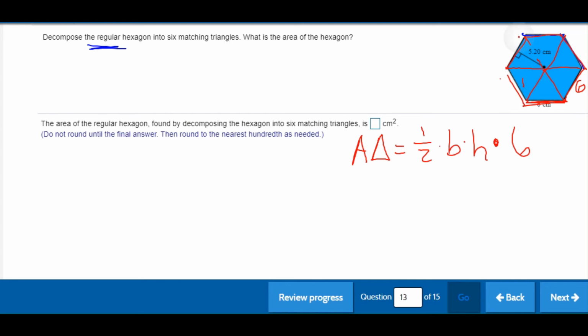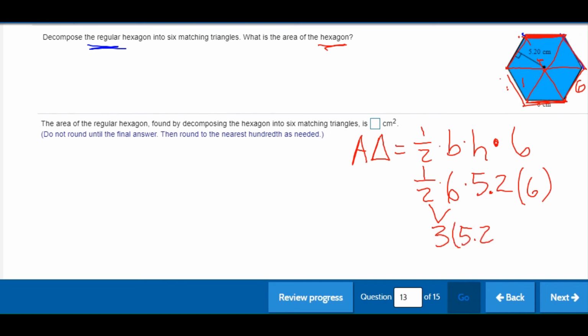How much space is this hexagon taking up? So I can do 1/2 times 6 centimeters times 5 and 2/10 centimeters. That 0 is not significant. And then I need to multiply that by 6 to get how much space this figure is taking up. Half of 6 is 3 times 5 and 2/10 times 6. So I can do 6 times 3, which is 18, and then multiply that by 5 and 2/10 to get 93 and 6/10 centimeters squared, because area is 2-dimensional, so it's going to be squared.